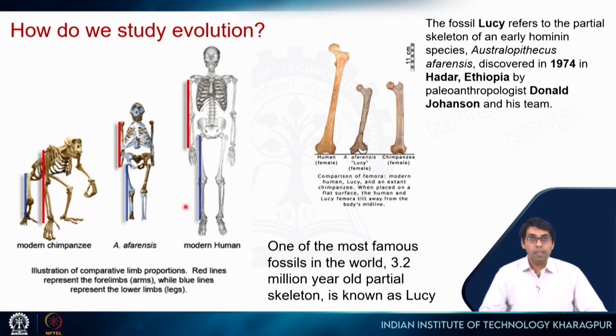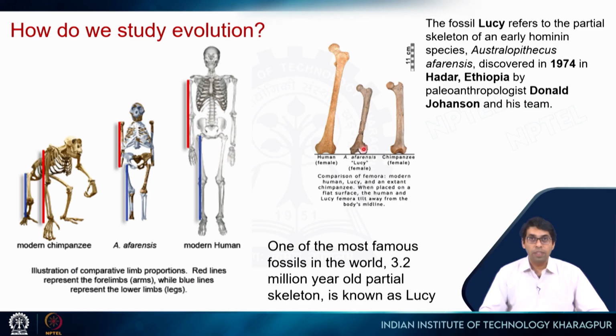Partial skeleton means that almost 40% of the complete skeleton was recovered in this particular dig. The fossil Lucy refers to this partial skeleton of an early hominin species called Australopithecus afarensis, A. afarensis. It was discovered in 1974 in Ethiopia by Donald Johanson and his team. So this is how we study evolution, by looking at the fossil record.